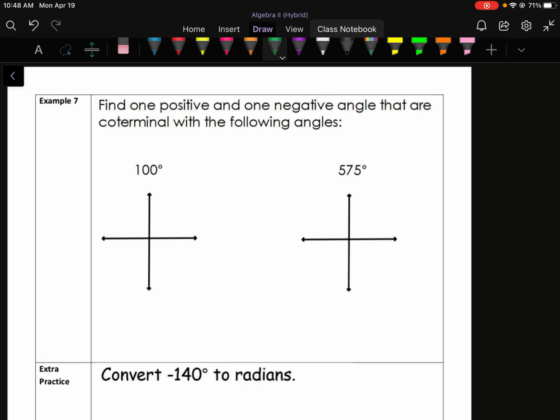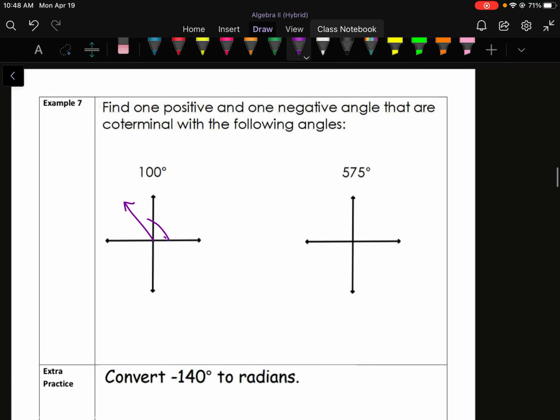So find one positive, one negative angle that are coterminal with the following. So I'll draw the 100 degree angle for you. So that is going to be somewhere here between 90 and 180, and we would do this to show it's 100 degrees. Now if I want to find a coterminal positive angle, I'm going to take 100 plus 360, and I will end up with 460. And if I want to go the other way, I would take 100 minus 360, and I'll end up with negative 260. So those will both be coterminal. We're just adding a full circle and taking away a full circle.